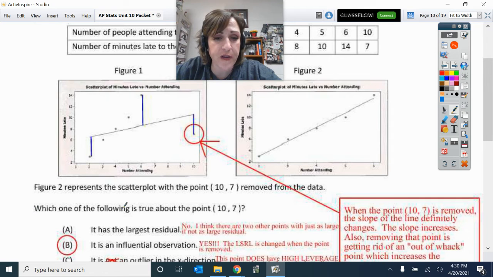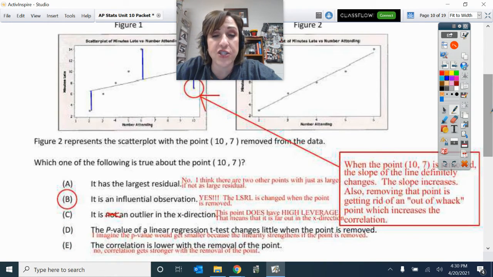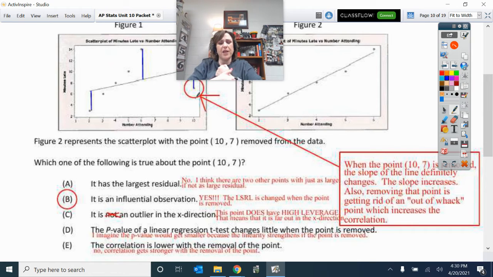Which of the following is true? Just is about what's true. Okay, it has the largest residual? No. Look at these other guys. They have larger residuals. Is it influential? Heck yes. Look at how much it is changing that slope of the relationship. It is definitely changing that LSRL. So yes, it's influential. It's not an outlier in the X direction.